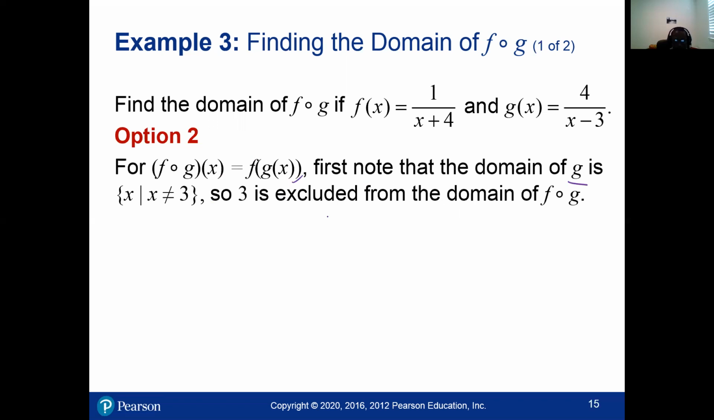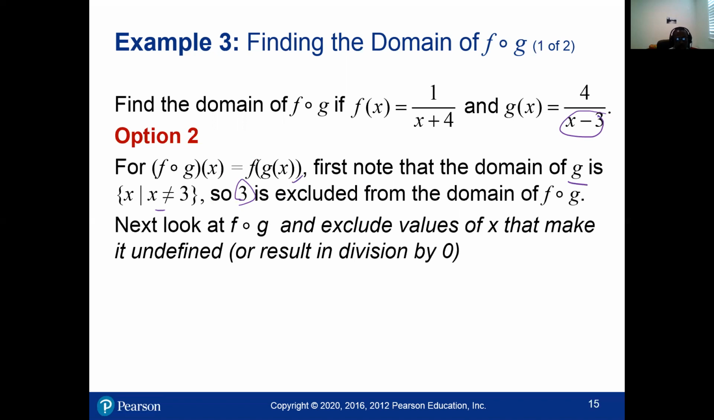Okay, we know that the domain of g of x, same explanation as before, so we exclude 3 from the domain of the composite function. And then the next thing is that we look at the composite function and exclude values of x that make it undefined. In other words, that result in division by 0. So first we're going to find this and see how that expression looks, then find the domain of that, and also exclude those values from the domain of g of x.